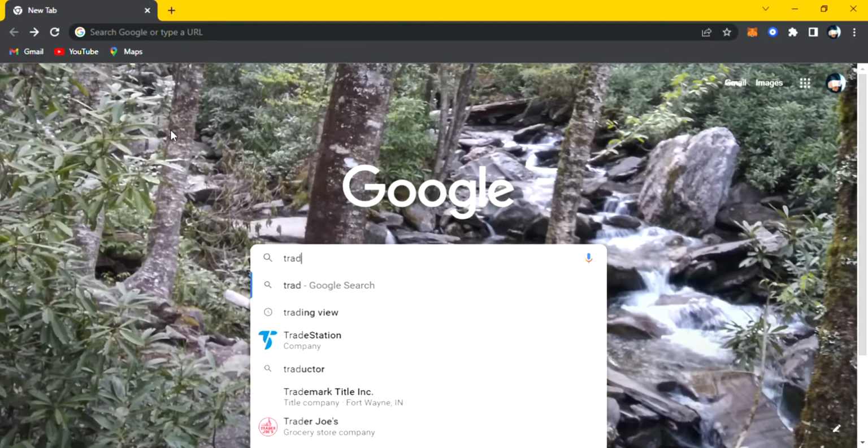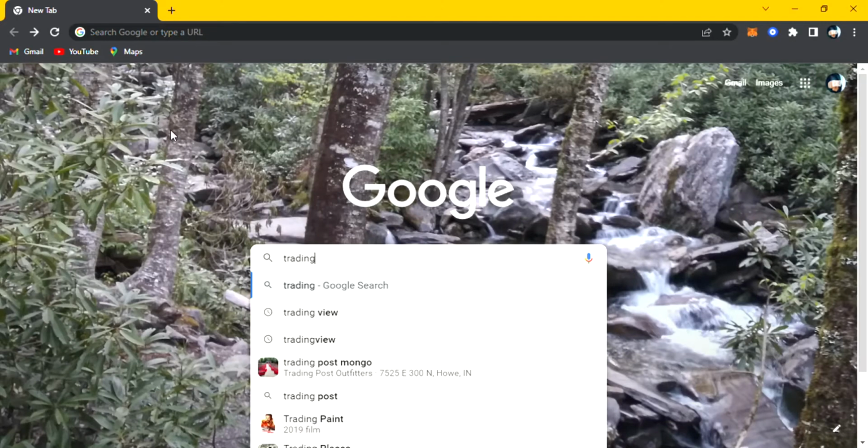So you go to your Google search or whatever search engine that you use, type in the words TradingView, hit enter.